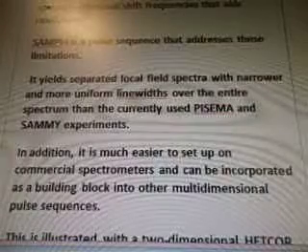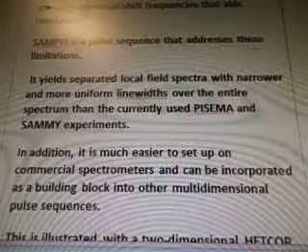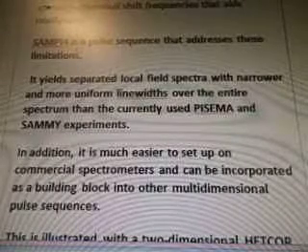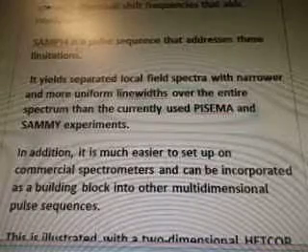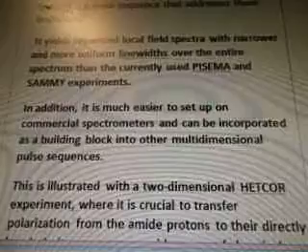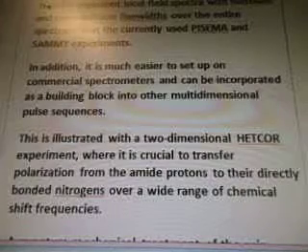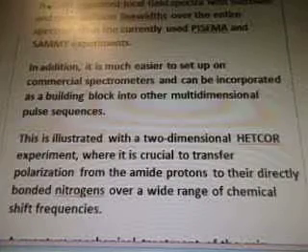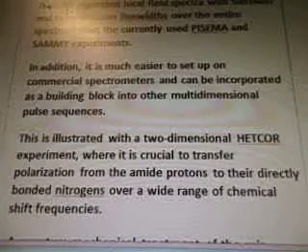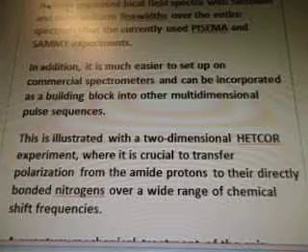It yields separated local field spectra with narrower and more uniform line widths over the entire spectrum than the currently used PISEMA. That's P-I-S-E-M-A in capital letters, so that stands for something, and SAMMY, S-A-M-M-Y, capital letters experiments. In addition, it's much easier to set up on commercial spectrometers and can be incorporated as a building block into other multi-dimensional pulse sequences.